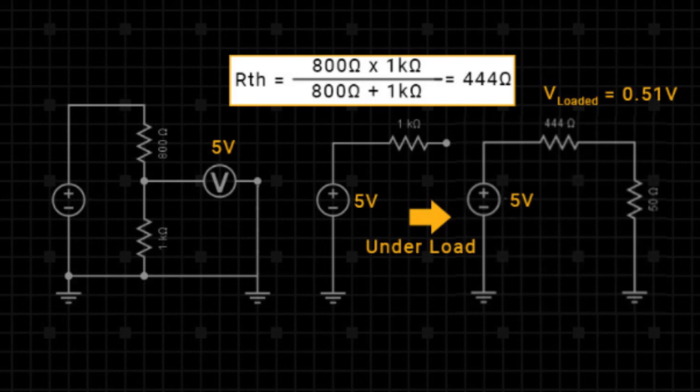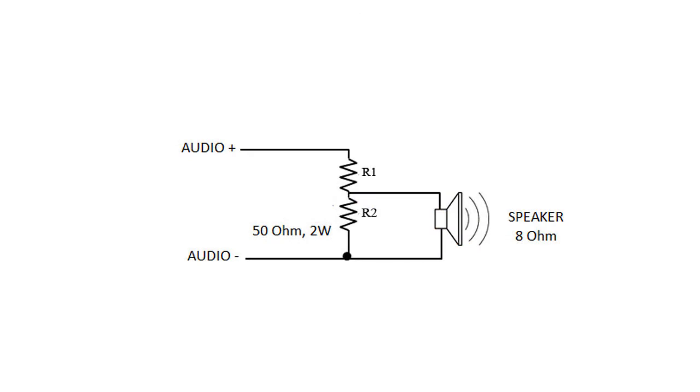Now, what are some real-world circuits where you could use a voltage divider? Well, an easy one is a volume control circuit that you could use before an amplifier. And all you are doing here is just dividing voltage with a potentiometer.